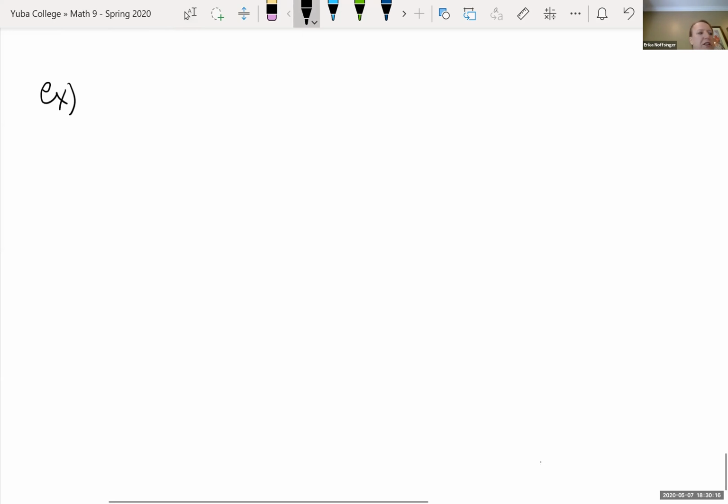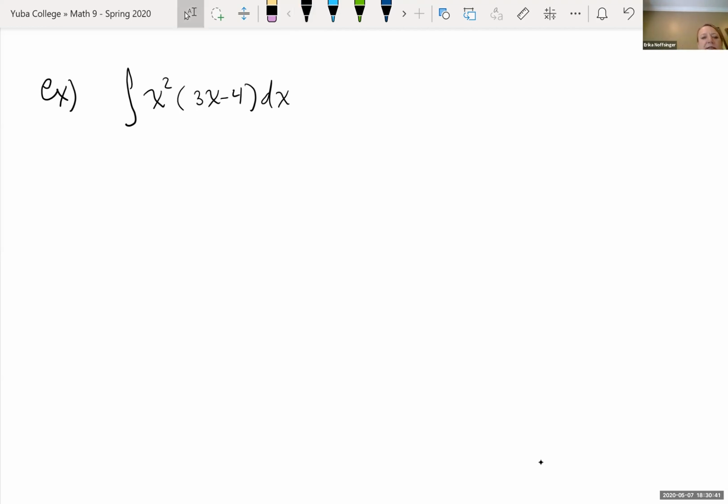Okay, so integration. If we had the indefinite integral of x squared times 3x minus 4 dx, to integrate that we would have to distribute that x squared inside the parentheses. Doing that, we'd get the integral of 3x cubed minus 4x squared dx.